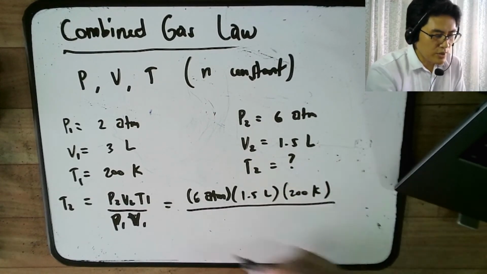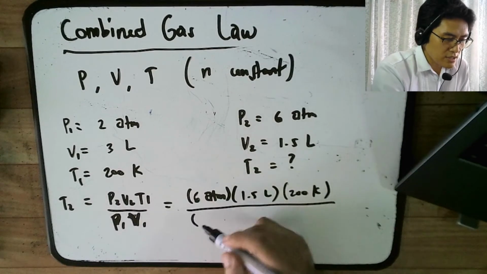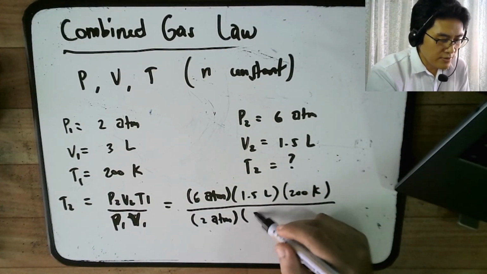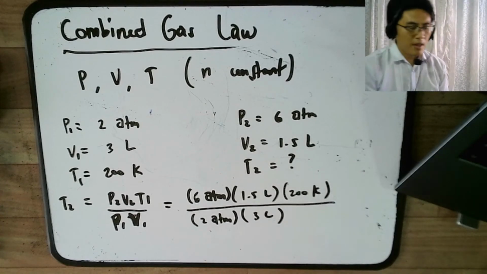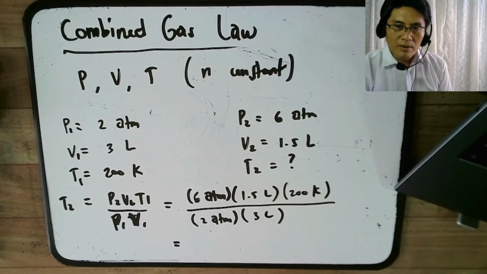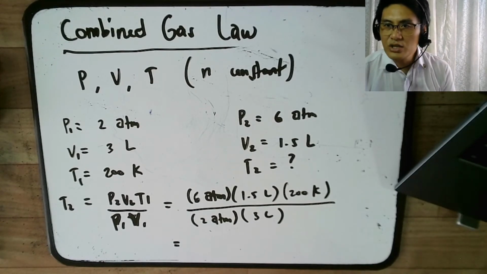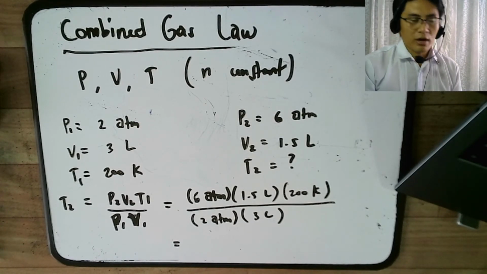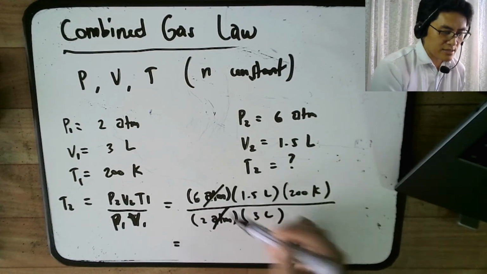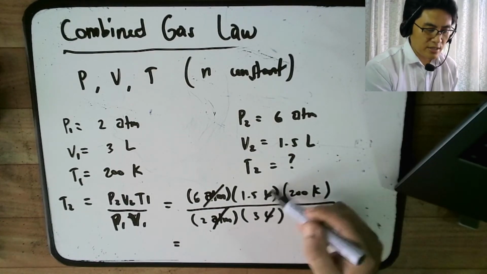Then all I got to do is, again, P1 is 2 atm and V1 is 3 liters. Okay? Then all I got to do is calculate that. And remember that canceling the units is important. It tells you if your calculation is correct. So in this case, I see that atm is divided by atm, so they cancel out. Liters divided by liters, it gets canceled out.